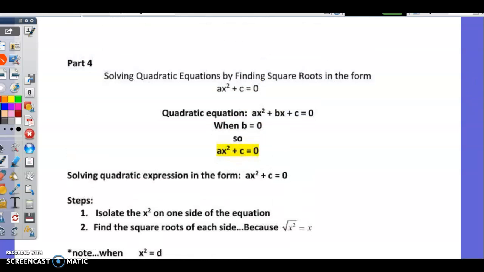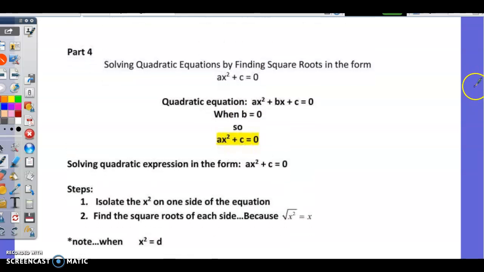All right, so we're going to start part 4 of this section of notes, and that is solving quadratic equations by finding square roots in the form of ax squared plus c equals 0 or a number. We've just been doing a lot of quadratic equations in this form. So in this case, that b is 0, so there's no middle term.